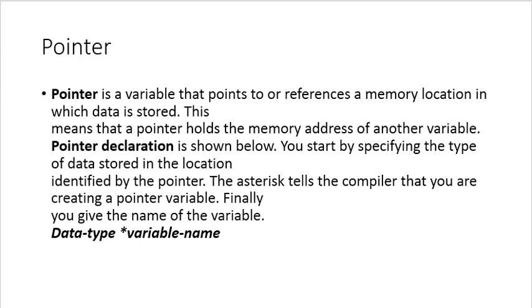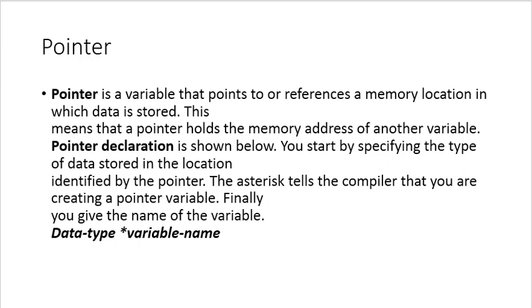A pointer is a variable that points to or references a memory location in which data is stored. This means that a pointer holds the memory address of another variable. If you are declaring a pointer, it will hold the address of a variable. If you assign it any variable, it will hold the address of that variable. So how will you declare a pointer? For declaring a pointer you have to write an asterisk sign with the pointer.